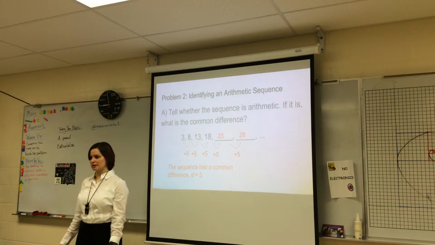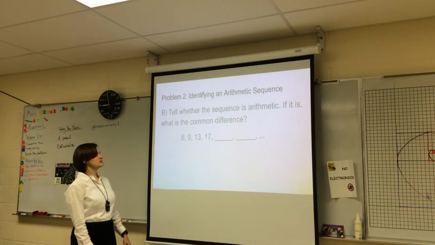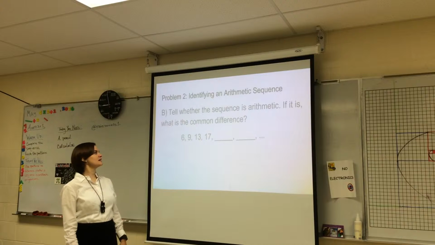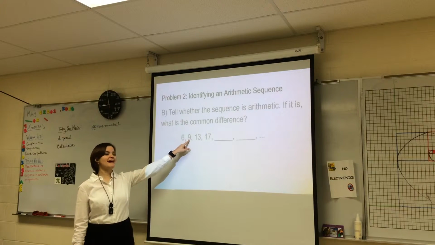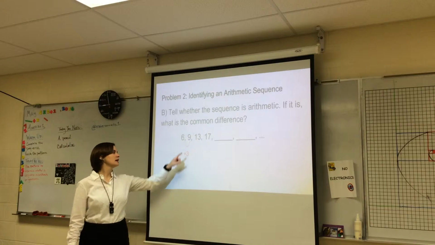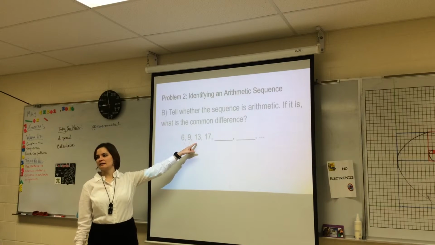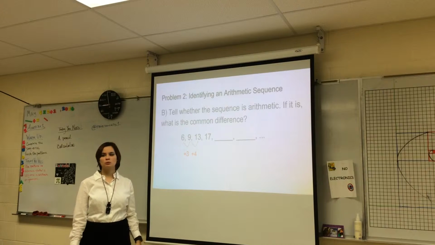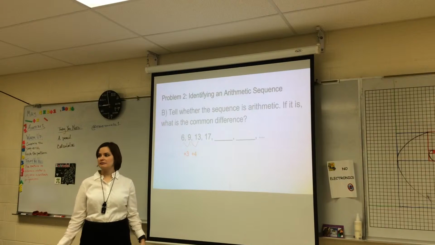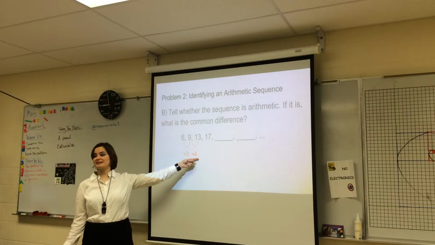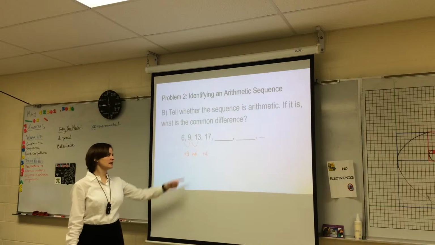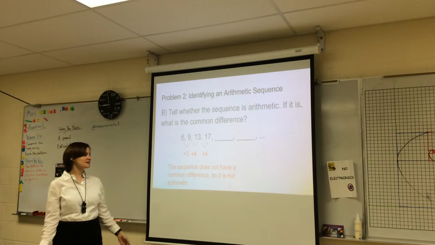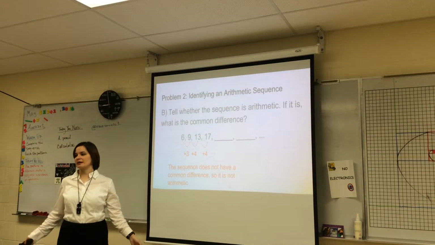All right. Let's try problem 2b. 2b says, tell whether the sequence is arithmetic. If it is, what is the common difference? So here, 6 to 9, what do I add? 3. 9 to 13, what do I add? 4. Oh. There's a problem there, right? Why? What's wrong? From 3 to 4, it's not the same difference, is it? No. So is it arithmetic? No. And I found that the other one is 4 also. So no, the sequence does not have a common difference, so it is not arithmetic.